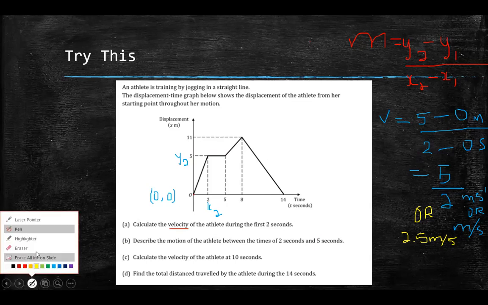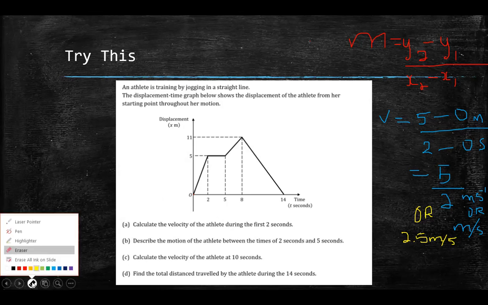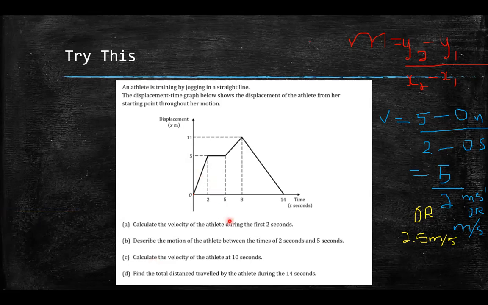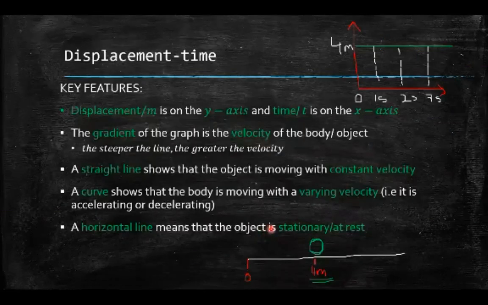I'll leave this to the side for whoever's taking it down. Describe the motion of the athlete between the times of 2 seconds and 5 seconds. I have a horizontal line. If I have a horizontal line, can anybody tell me what that means? She remained at rest. Yes, good job. So a horizontal line means the object, in this case a person, is stationary or at rest.